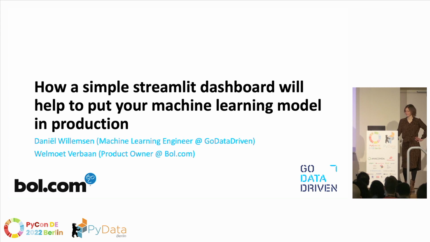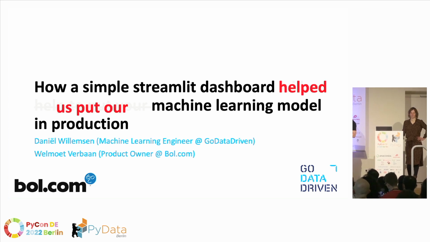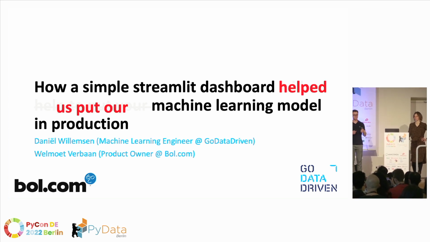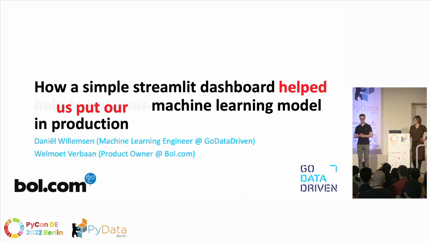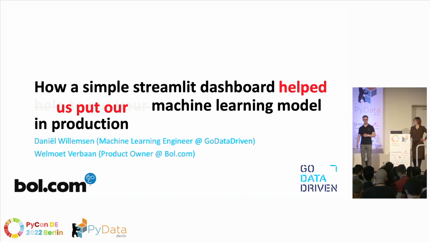So welcome everyone. Let me start off by saying that this title is actually a little bit of a clickbait title, because the title says how a simple Streamlit dashboard will help you put your machine learning model in production. But actually, it's more of a story about how a Streamlit dashboard helped us put our machine learning model at Bol.com into production. And by sharing this story with you, we hope you can learn something from it as well. And maybe in the future, it might help you as well to put something in production.